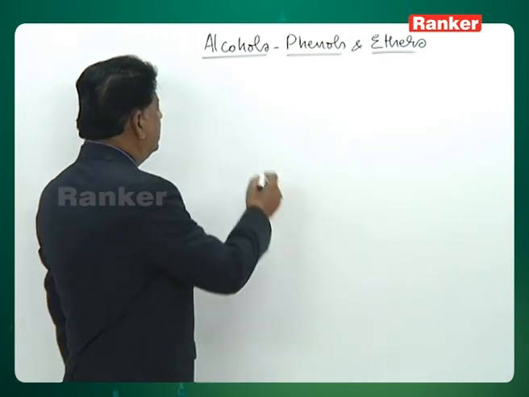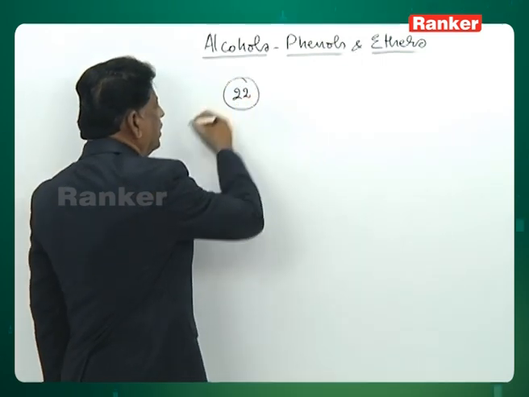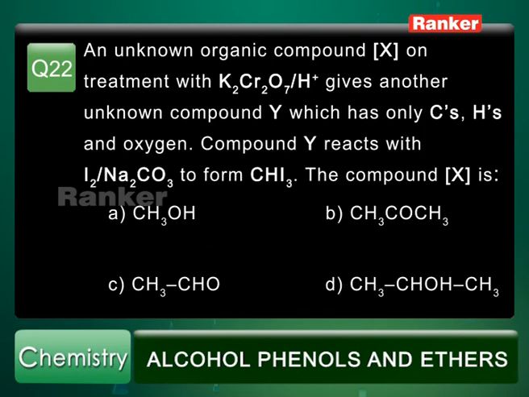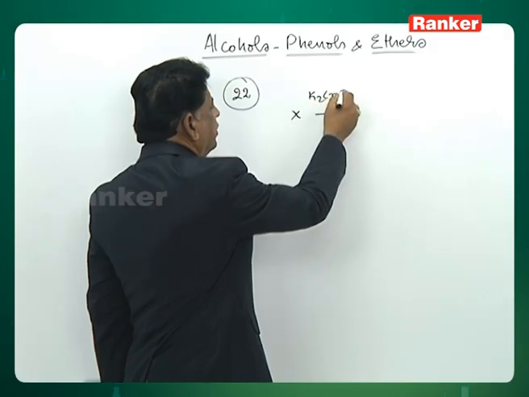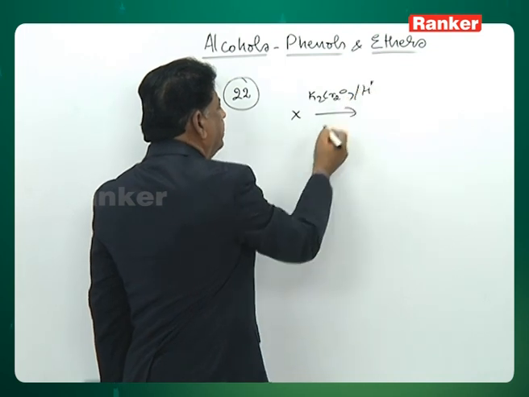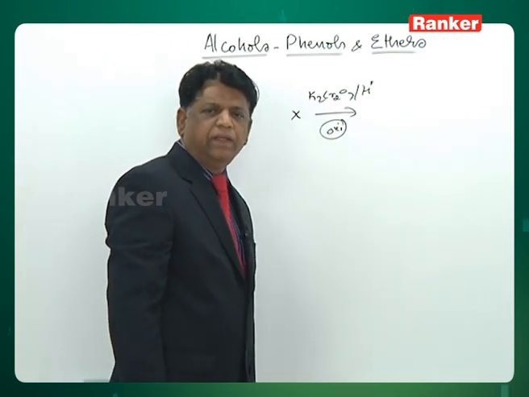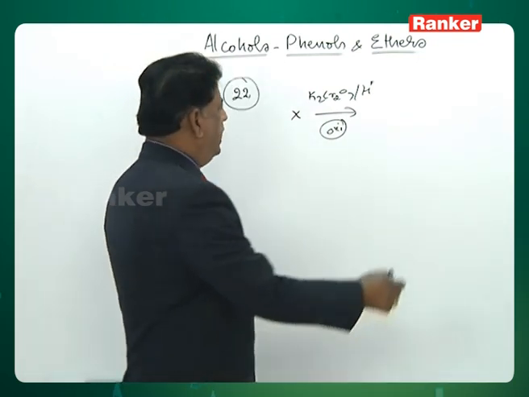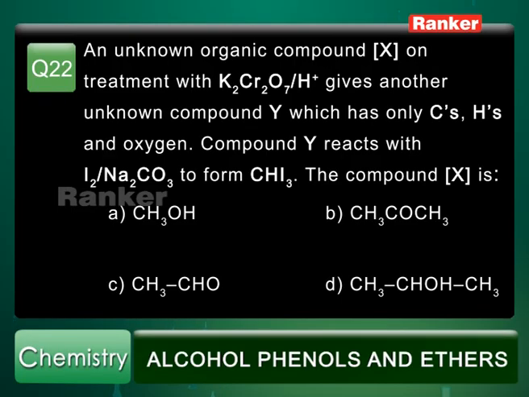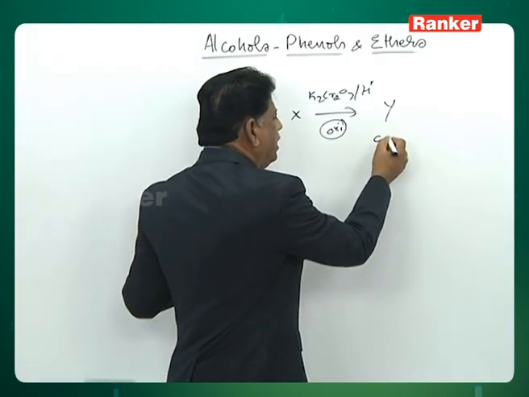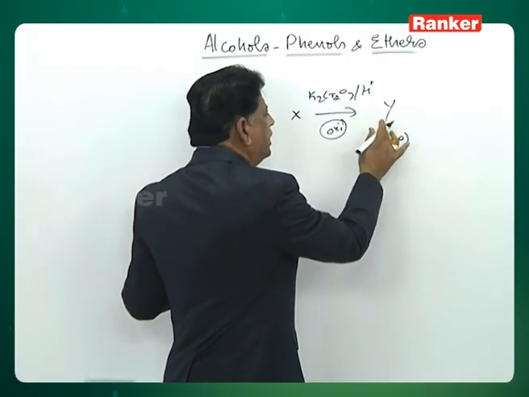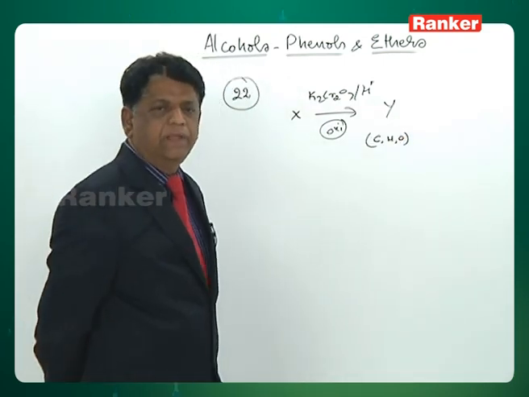So, let us go for question number 22. He says an unknown compound X on treatment with dichromate, that is an oxidation reaction, K2Cr2O7 in acidic medium. He didn't mention it, but let us take it as an oxidation reaction, and it gives another compound, unknown compound Y, which has only carbon, hydrogen and oxygen. There is no other element, especially nitrogen or halogens.